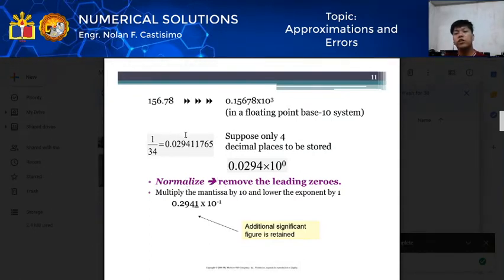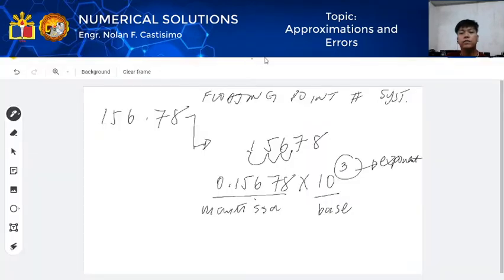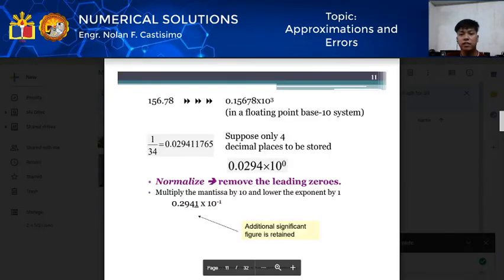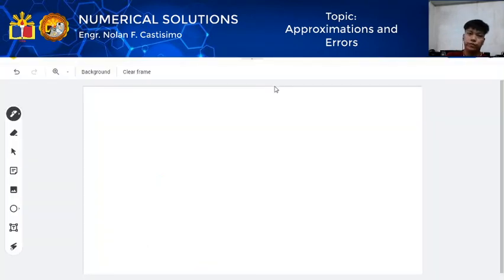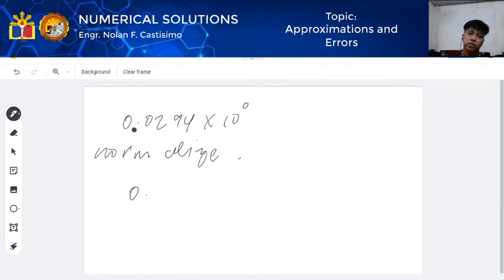Okay, next, normalize. Sabi dito, so ito na yung floating number system ni 1 over 34. Ngayon, meron kasi diyang 0 sa unahan. Kaya, kailangan nating i-normalize. Paano natin i-normalize? I-normalize natin yan by removing the leading 0. Okay? So, ito now, multiply by 10 and lower the exponent by 1. But actually, imove lang natin yan, di ba? So, 0.0294 times 10 raised to 0. Okay? So, normalize.